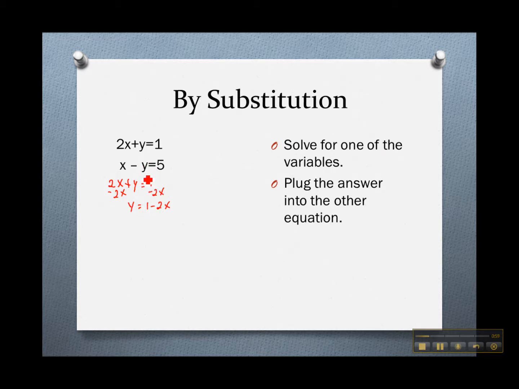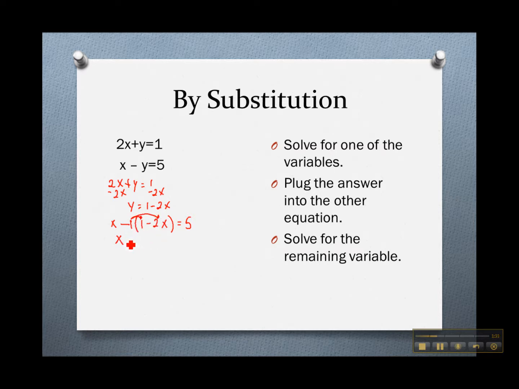The next step would be to plug in this answer into the other equation. So instead of y, I'm going to go ahead and plug my answer. So x minus, instead of y, I'm just going to use 1 minus 2x equals 5. It's always good to use parentheses every time you plug in something new. So now I'm going to go ahead and solve for the remainder equation, which is the x. So I'm going to say x, and then I'm going to distribute this -1 inside the parentheses to each one of the numbers.